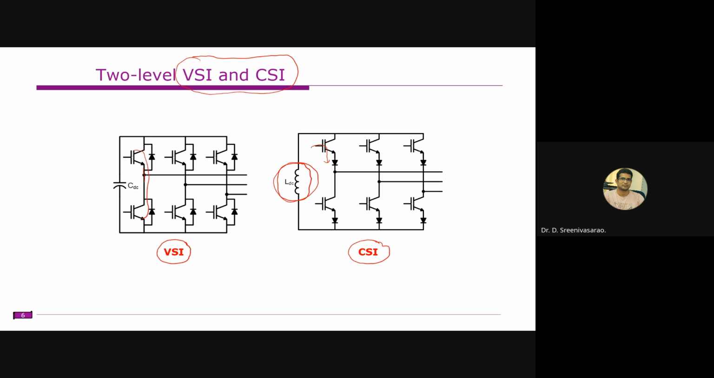many factors. One is the efficiency, size, and popularity, right, compared to the current source inverter.